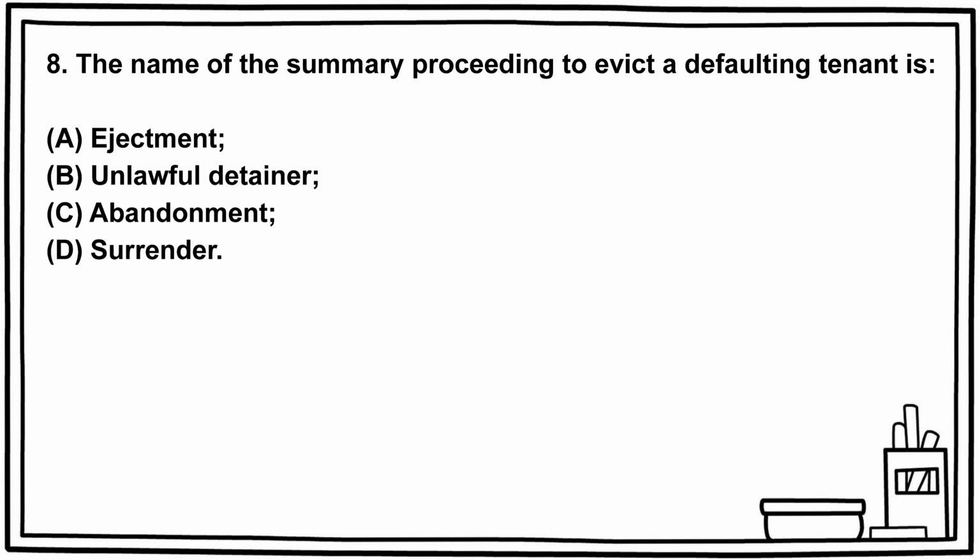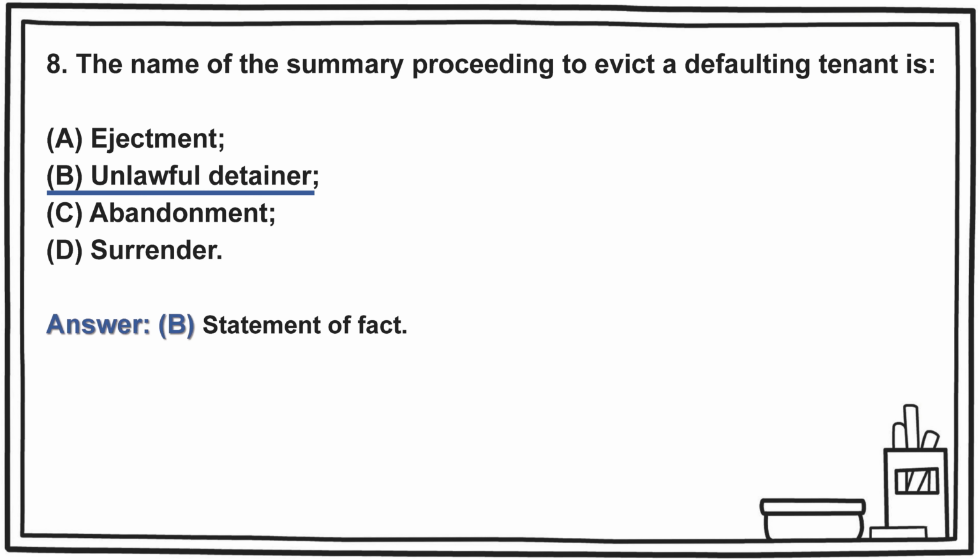8. The name of the summary proceeding to evict a defaulting tenant is A. Ejectment. B. Unlawful detainer. C. Abandonment. D. Surrender. Answer: B. Statement of fact.